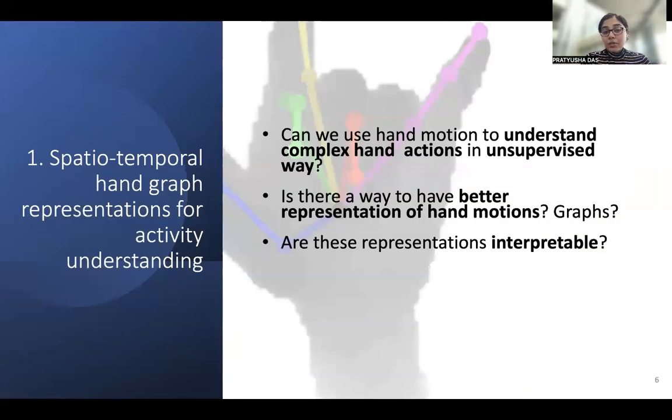So in my first chapter, my goal is to answer these questions, where I'm trying to understand complex actions in an unsupervised way. I'm trying to find better representations of these hand motions, for example, using graphs. And the third question is, are these representations interpretable?